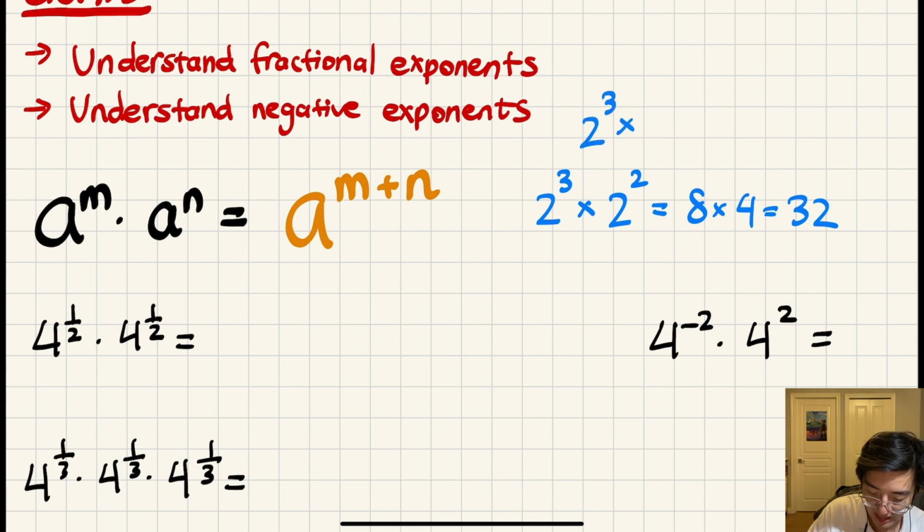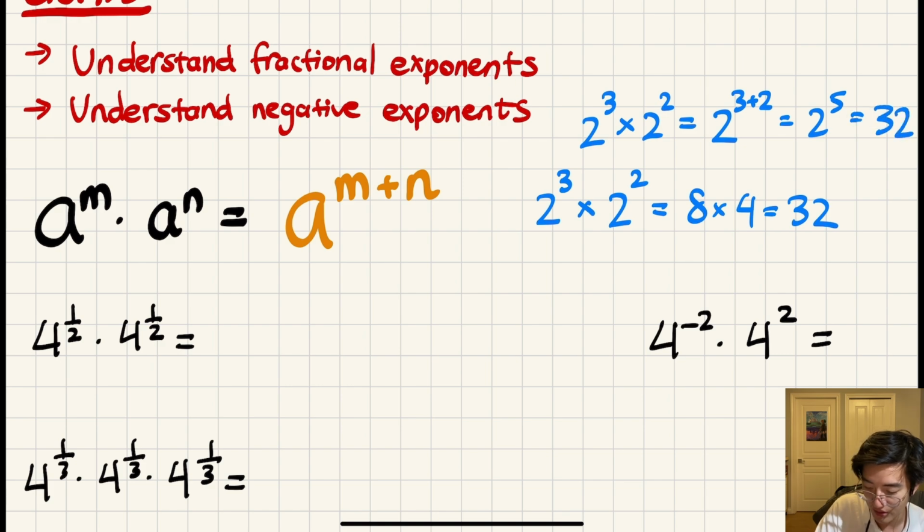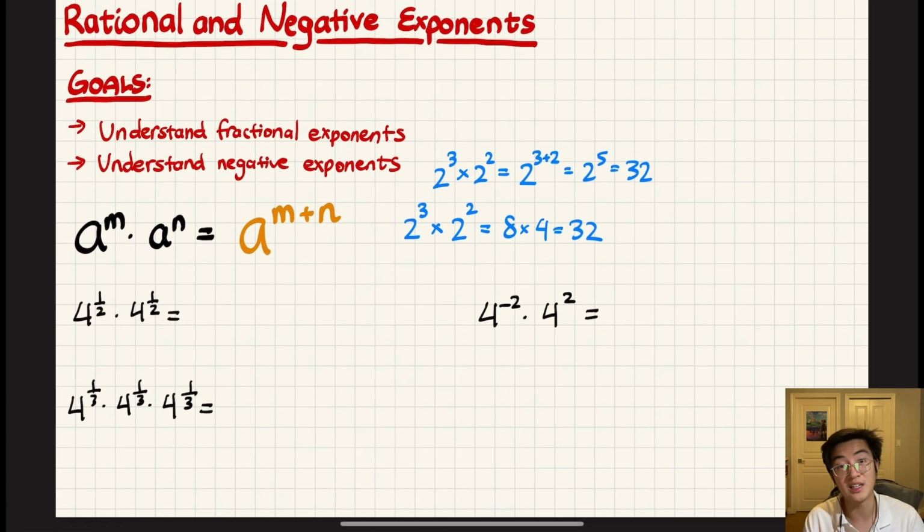Or we can just add the exponents up together. Instead of calculating in raw, we can just do 2 to the power of 3 plus 2, which is 2 to the power of 5, which is 32. So that's all it is telling us. And this only works if they're the same base.